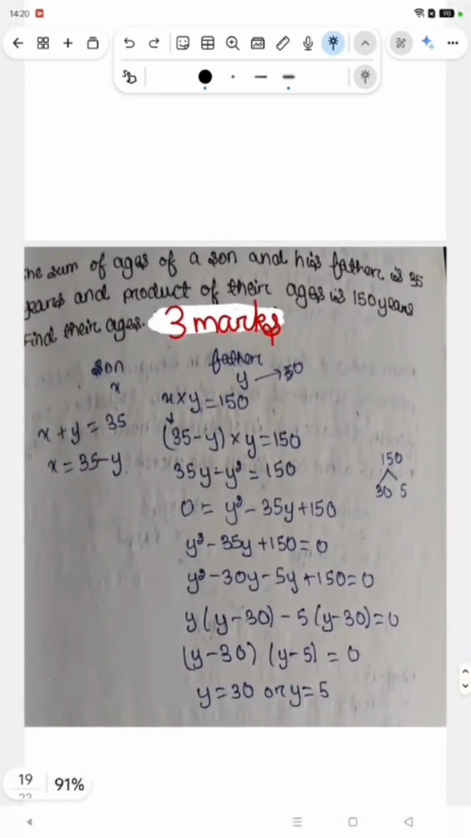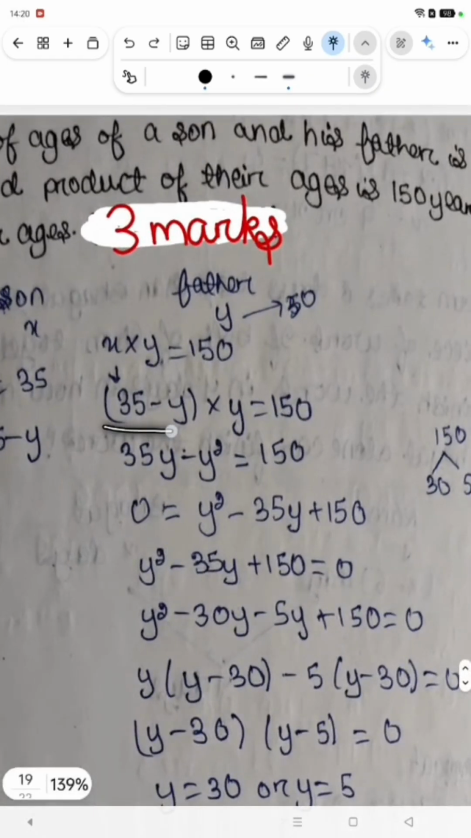Then it is given that the product, which means multiplication, x into y, is equal to 150. So we multiply the assumed values, x into y equals 150. For x we know the value is 35 minus y, so we put the value of x into 35 minus y times y. So it is now a quadratic equation. We have to convert the linear equation in two variables into one quadratic equation.